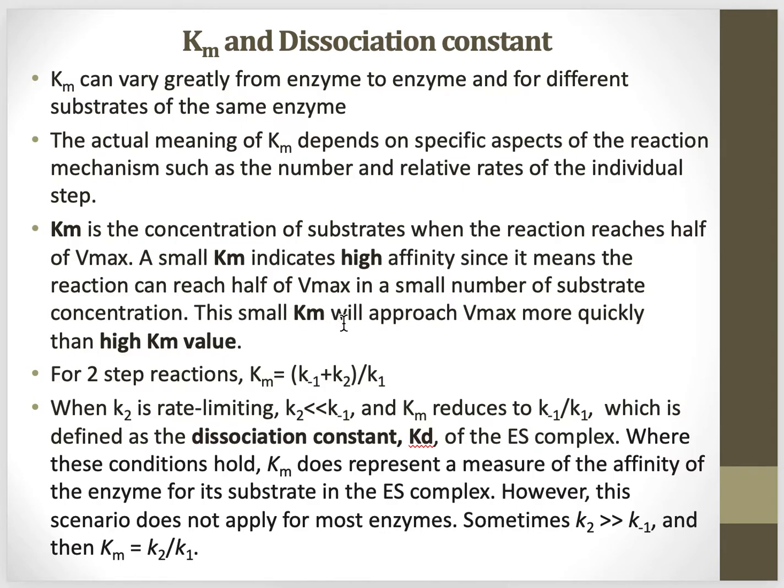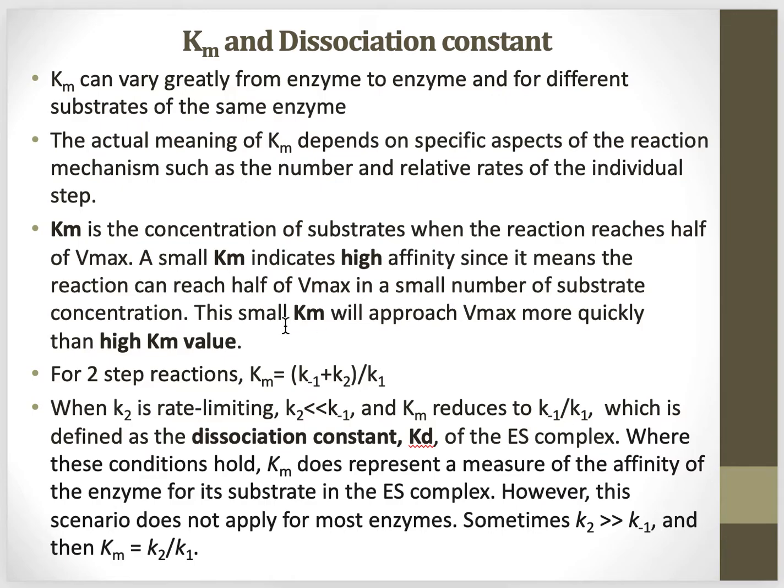So if the Km value is smaller, it means the reaction rate will be faster, so Vmax will be achieved quicker. On the contrary, if the Km value is high, that means the enzyme has less affinity for the substrate. So the rate of the reaction will be slow, and Vmax will be achieved slowly.